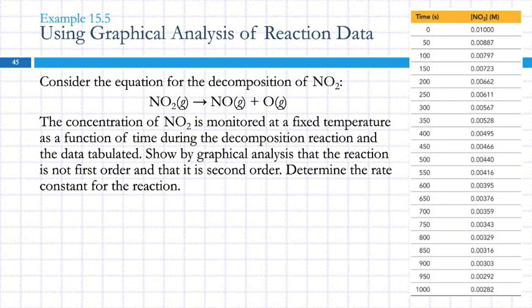So how do we show that it's not first order? We make a first order graph, natural log of the concentration versus time. If it's not a straight line, it's not first order. To show that it is second order, we'll do a second order plot, 1 over the concentration versus time. Then we expect a straight line.